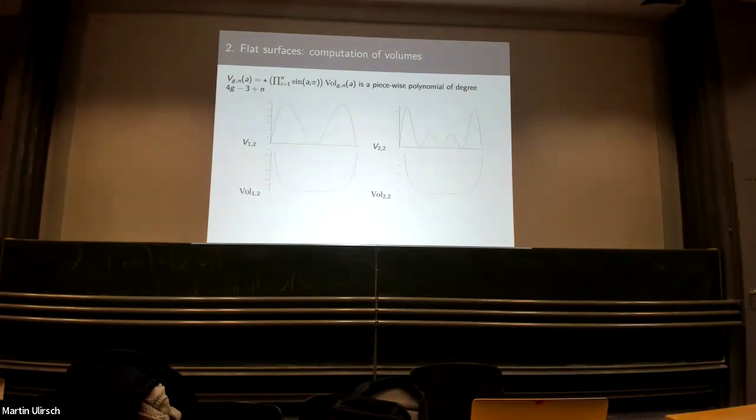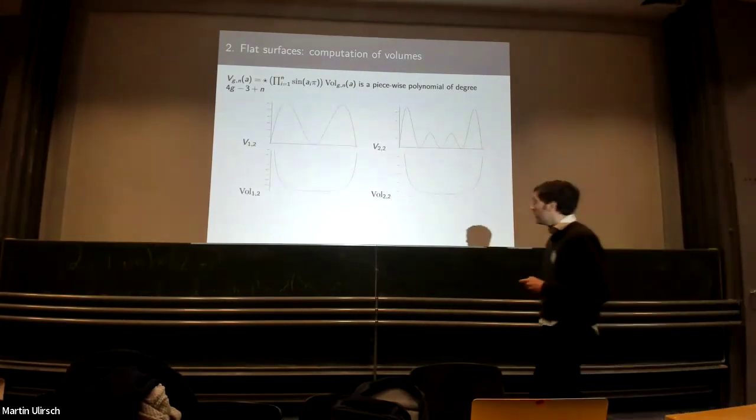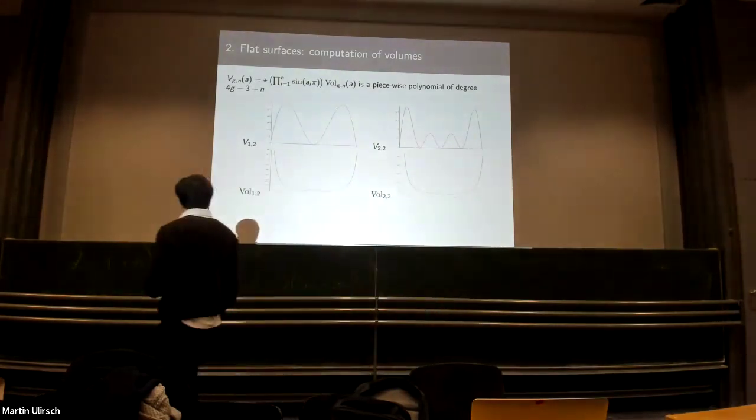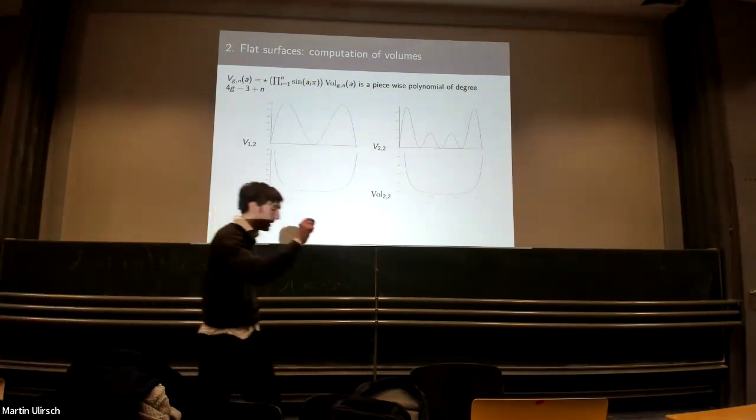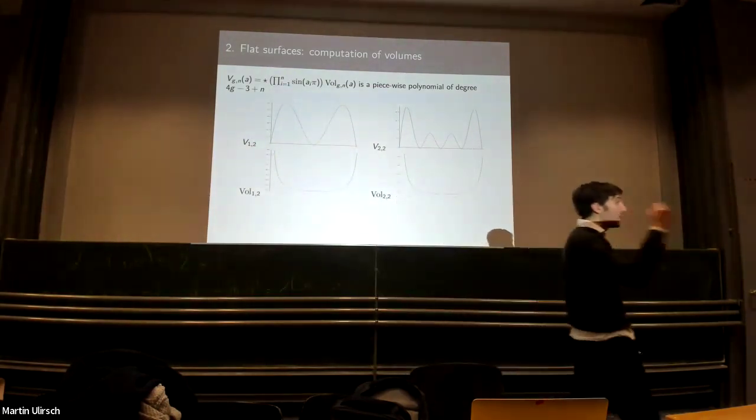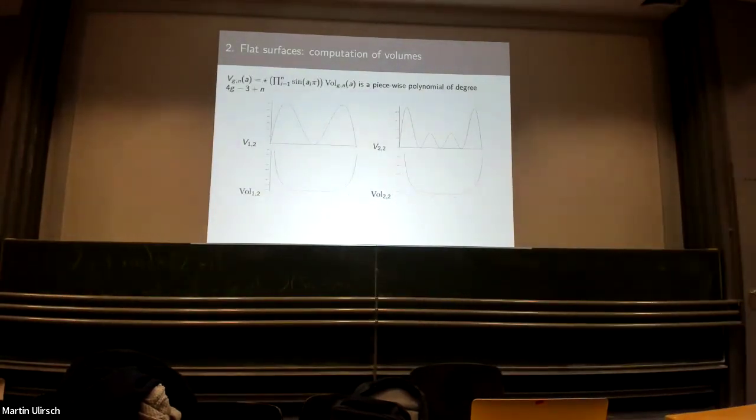Okay, just some graphics for people who are lost. Here I'm taking examples in genus 1 and genus 2: genus 1 with 2 markings, genus 2 with 2 markings. I have this constraint that A1 plus A2 is something, so I have only one free parameter. I have only one parameter that is allowed to move.